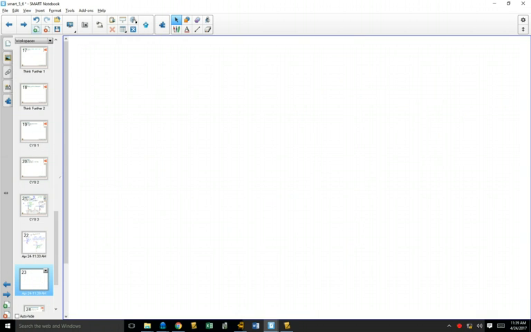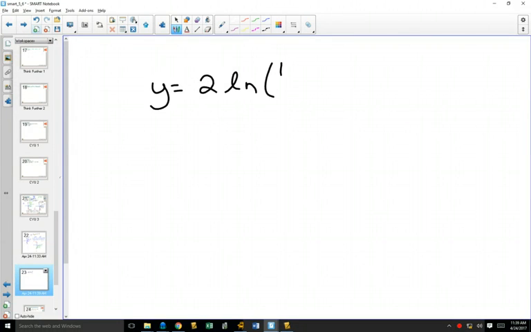Okay, let's do one more. The hardest graphing one that I can think of, well, I could think of harder ones, but this is about as hard as they could get on the exam.